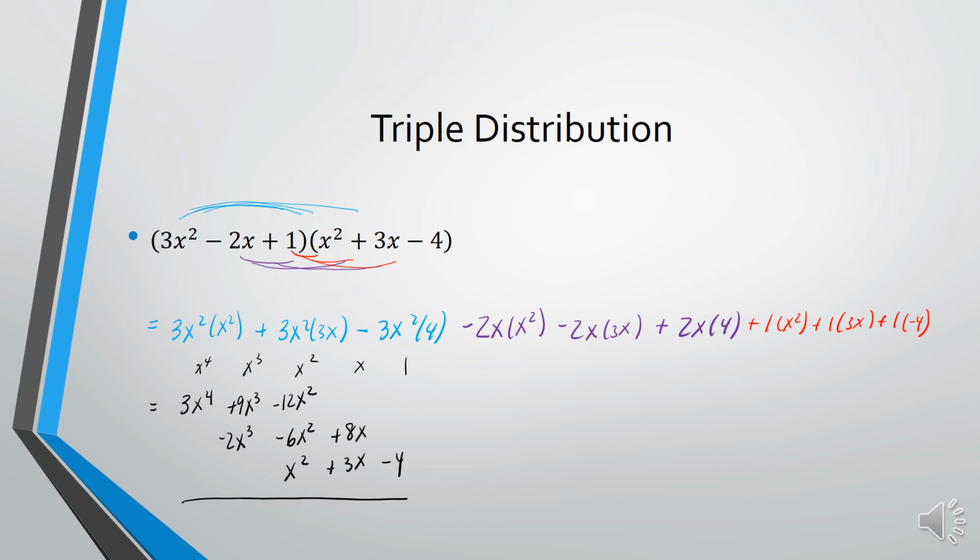So my final answer, finally, so 3x to the 4th, for my x cubed terms, looks like a positive 7. For my x squared terms, looks like negative 17. For my x terms, positive 11. And then my constant term is still that negative 4. So that's distribution with 3, triple distribution. Yeah, it's more work than 2, but it's not any harder. You just have to keep your work neat.